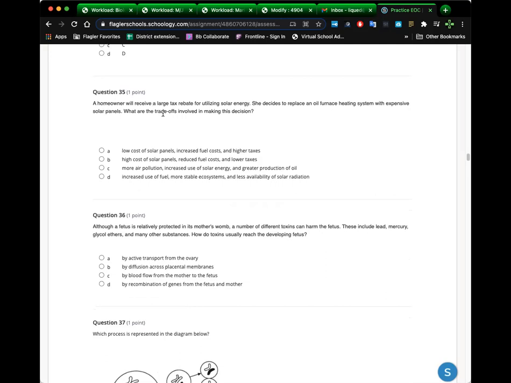All right, so this is a renewable, non-renewable resource type of question. Talking about solar energy and basically the negatives of solar or renewable resources. The biggest negative of solar is that it's expensive, so the high cost.